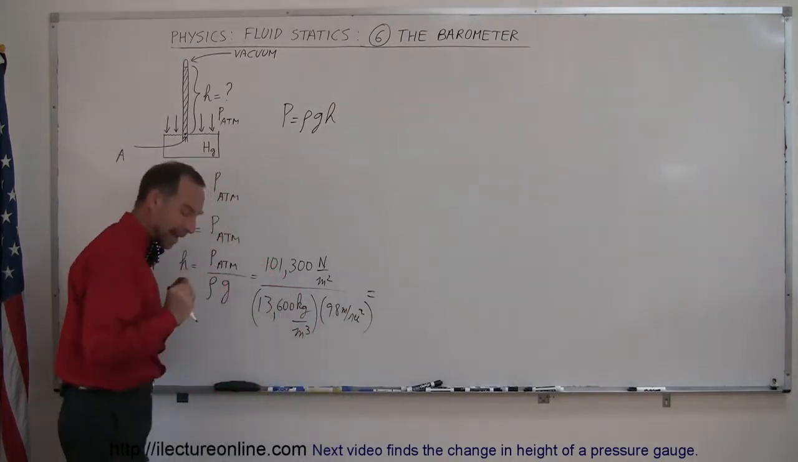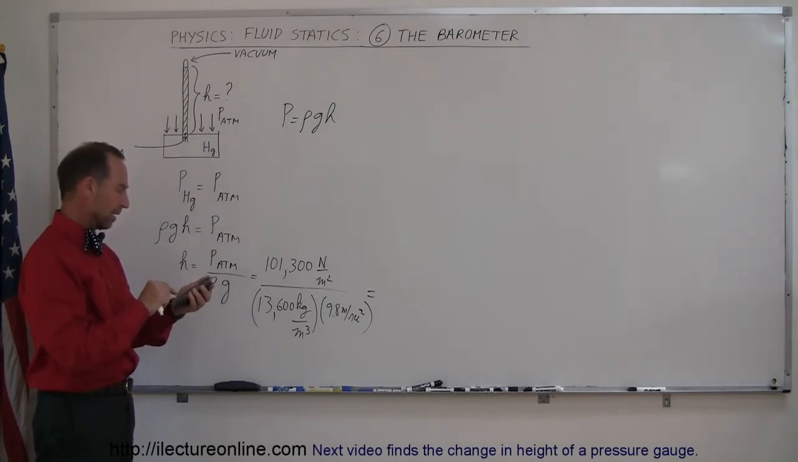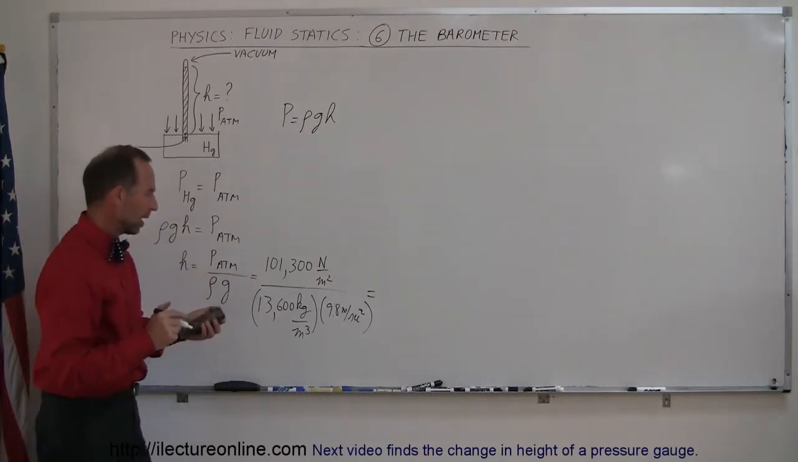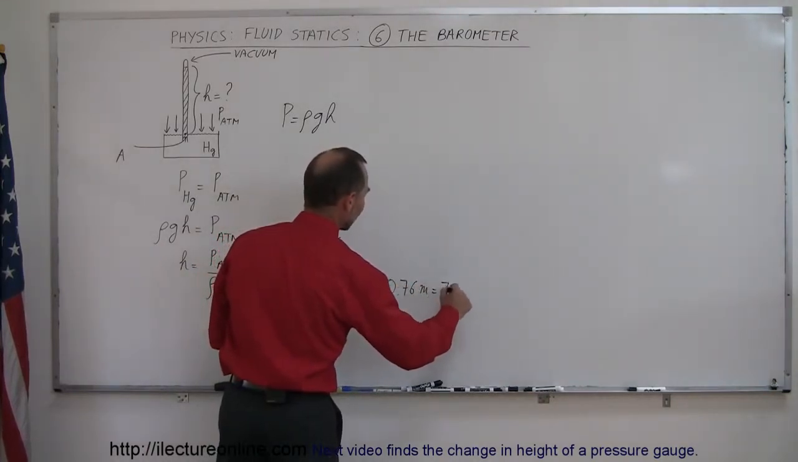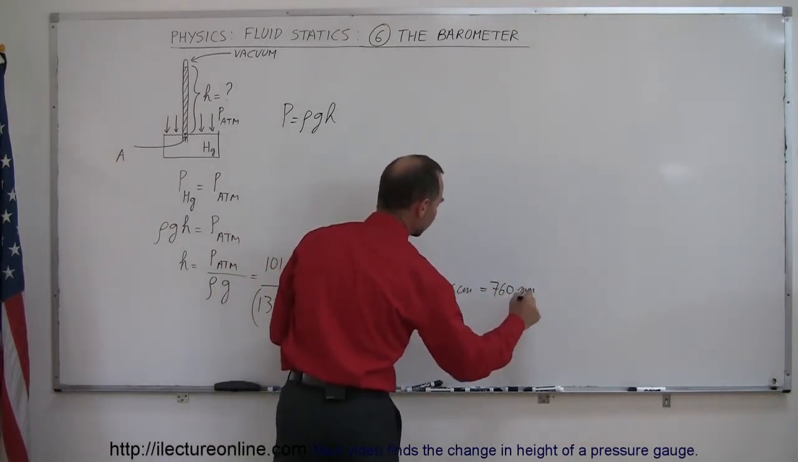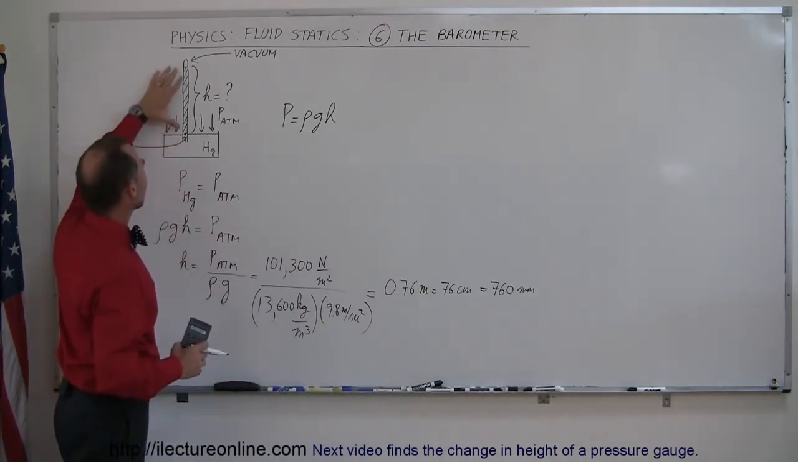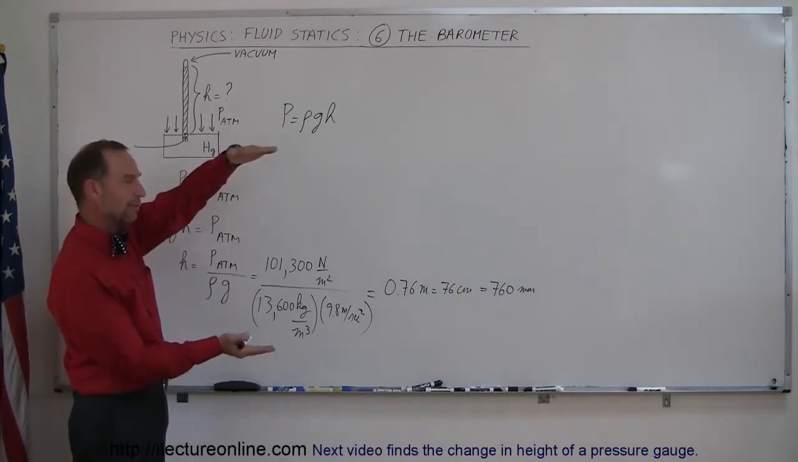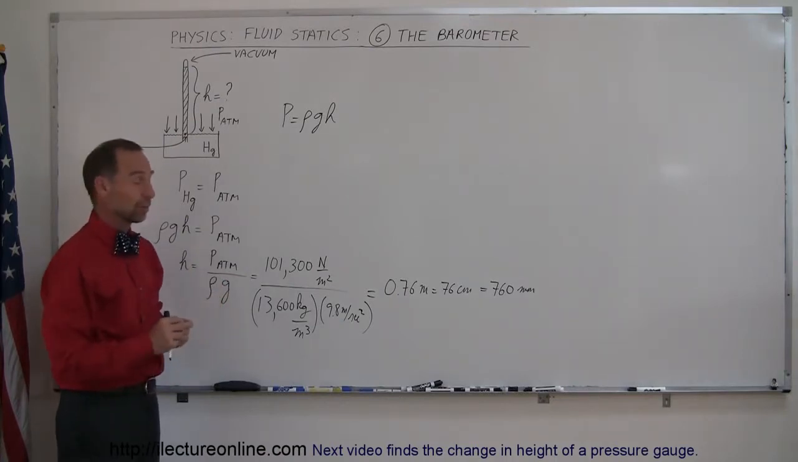And when we do that, we get the height of that mercury column. So let's calculate that. 101,300 divided by 13,600 and divided by 9.8. And it turns out it is equal to 0.76 meters, which is 76 centimeters, which is 760 millimeters. So if you do this experiment, the column of mercury will take up a height of 76 centimeters, which is about 2.5 feet, maybe about like that, and that would then be a measurement of the atmospheric pressure.